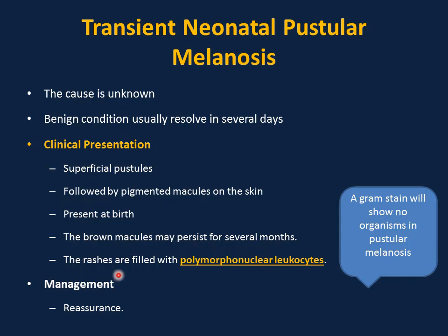The content of these pustules, this cloudy material, is polymorphonuclear leukocytes without organisms. So if you do a Gram stain, it will show no organisms, just leukocytes or white blood cells. And in cases of erythema toxicum, remember it is eosinophils. In cases of transient neonatal pustular melanosis, it is filled with polymorphonuclear leukocytes. The management is reassurance, no cream, no antibiotic, just teach the parents about the course of the illness.